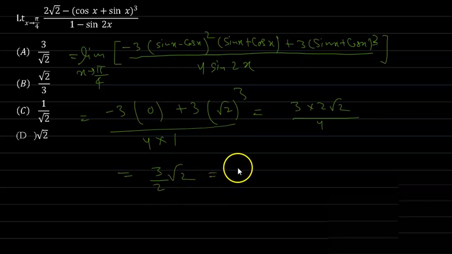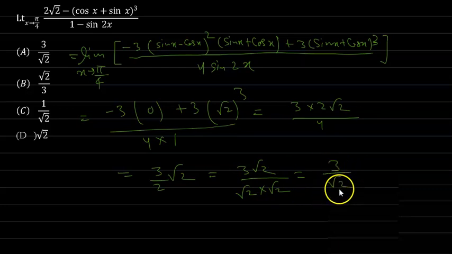It can also be written as 3 root 2 by root 2 multiplied by root 2, and root 2 and root 2 cancel out, and it is equal to 3 by root 2. So 3 by root 2 is the required answer, that means option A is the correct option.